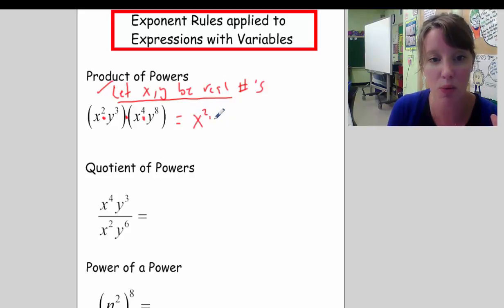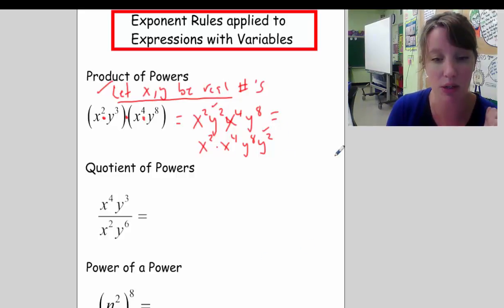That's just x squared y squared times x to the fourth, y to the eighth. But really, by the commutative property, we can write these next to each other. Whoops, I put y to the eighth, but it doesn't really matter. There's y squared right there. This y squared became this y squared right here. Let me get another color.